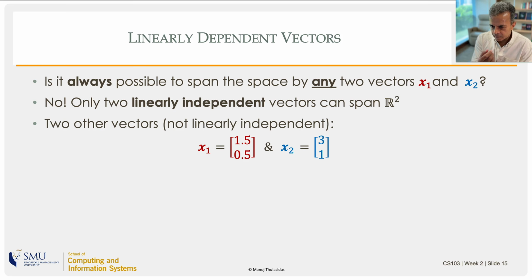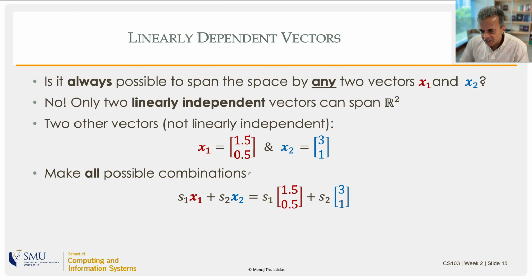Now let's take two vectors. X1 is (1.5, 0.5). X2 is (3, 1). Can you say anything special about these two vectors? These two vectors are actually linearly dependent because 3 is 2 times 1.5, 1 is 2 times 0.5, so they are in the same direction.